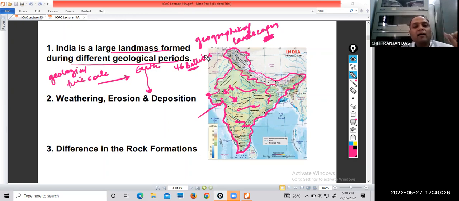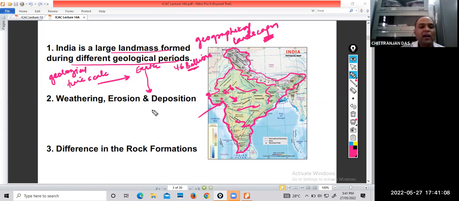For example, India's peninsular plateau came into existence in the Precambrian era. And India's Himalayas are of relatively recent origin, from the Paleocene, Eocene, Miocene, etc. So the Himalayas formation is new and the peninsular plateau formation is old. Therefore there is a difference.